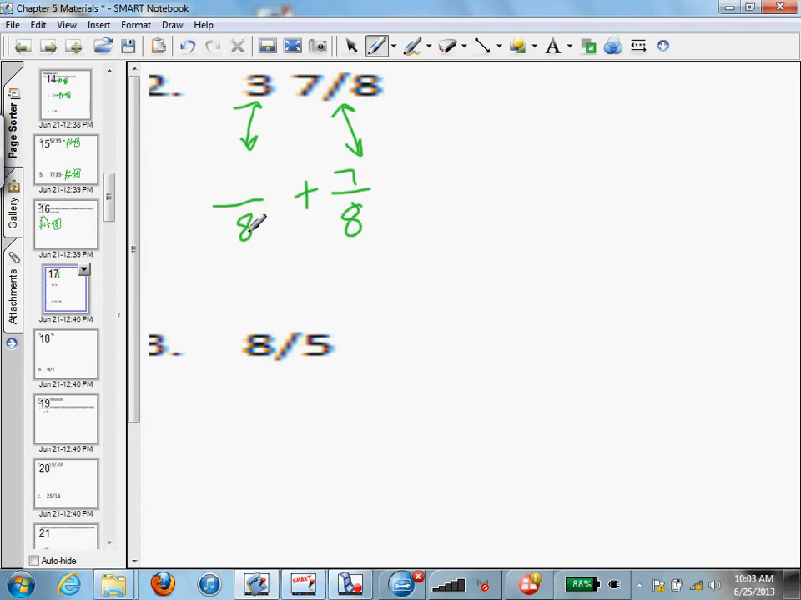Well, the best way to do that is just to write your denominator that you want to use, which is 8, to keep these the same, and just multiply it by that mixed number, which is 3. And what's 8 times 3? That's 24. So when you add 24 and 7 together, leaving 8 as the denominator, on top you're going to have 24 plus 7 is 31.